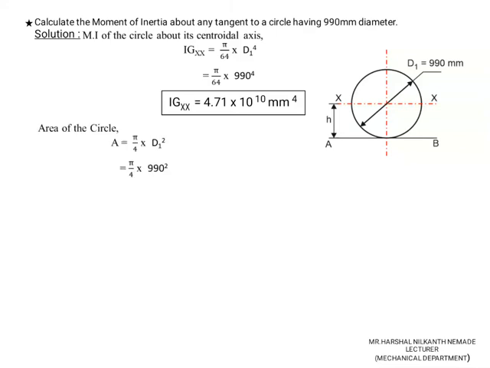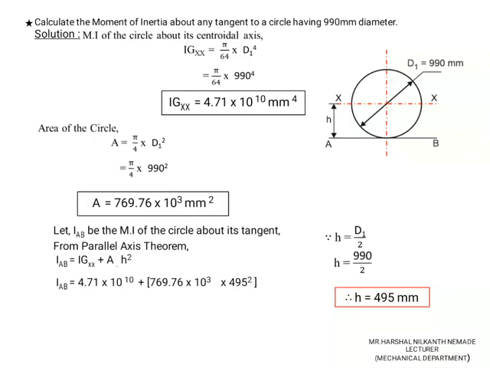Area of the circle is given by pi by 4 multiplied by d square, is equal to pi by 4 multiplied by 990 square. A is equal to 769.76 multiplied by 10 raised to 3 mm square. Area unit is mm square.